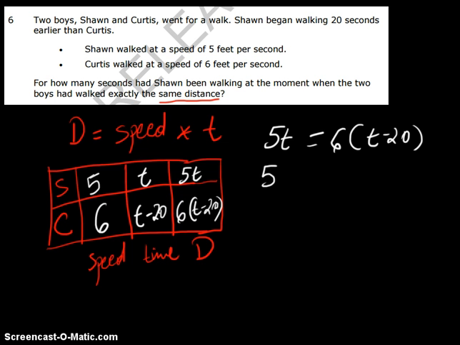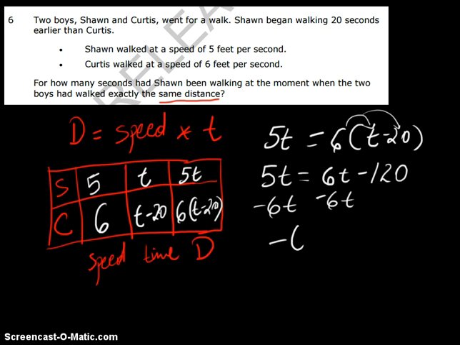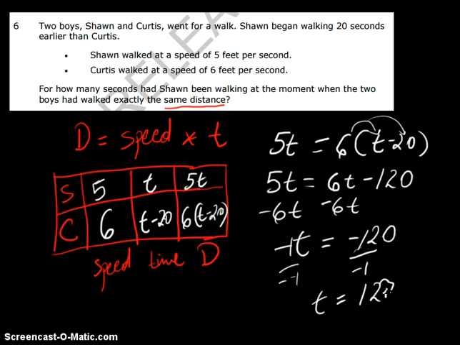Based on this, 5t is equal to, applying the distributive property here, 6t minus 120. And then we can subtract 6t from both sides, and we get negative t, or negative 1t, is equal to negative 120. And then if we divide both sides by negative 1, we get the time it takes will be 120 seconds. Okay, and this completes the problem.